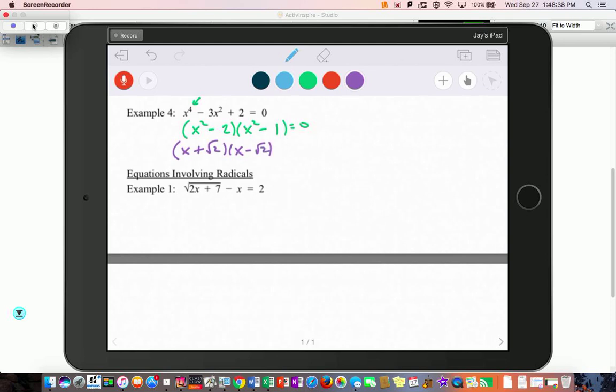The x squared minus 1 is the same thing. X minus a number, x plus a number. But here, the nice thing is 1 is a perfect square. So when you square root 1, you get 1 and 1. And so at the end, my answers are negative root 2, square root of 2, 1, and negative 1.